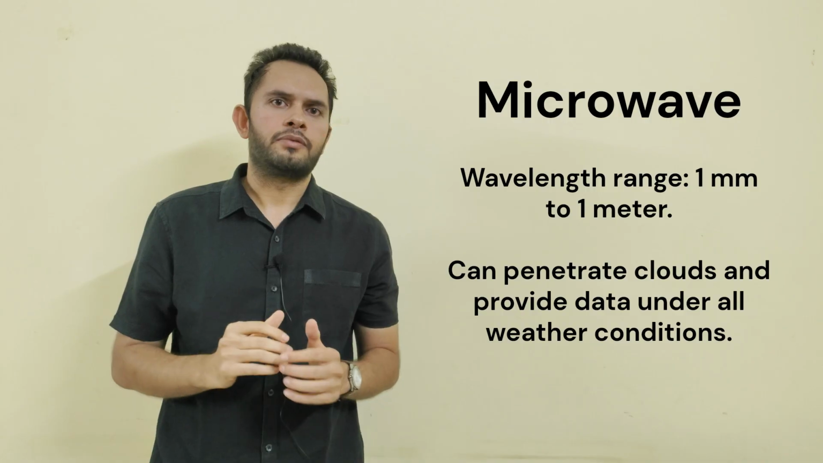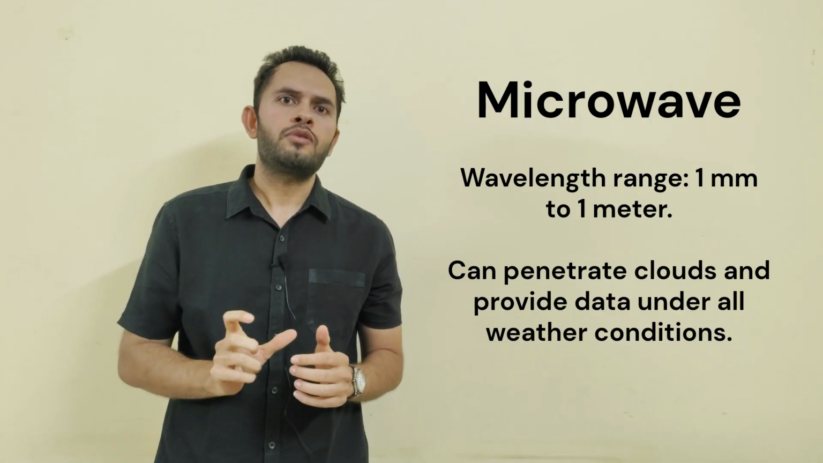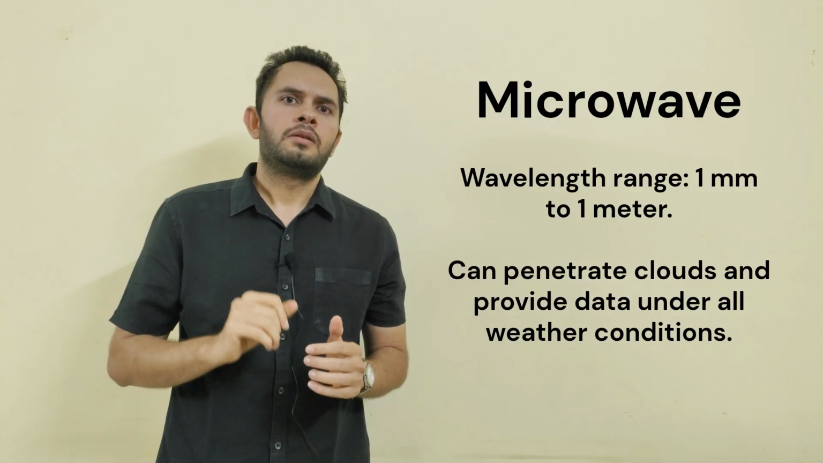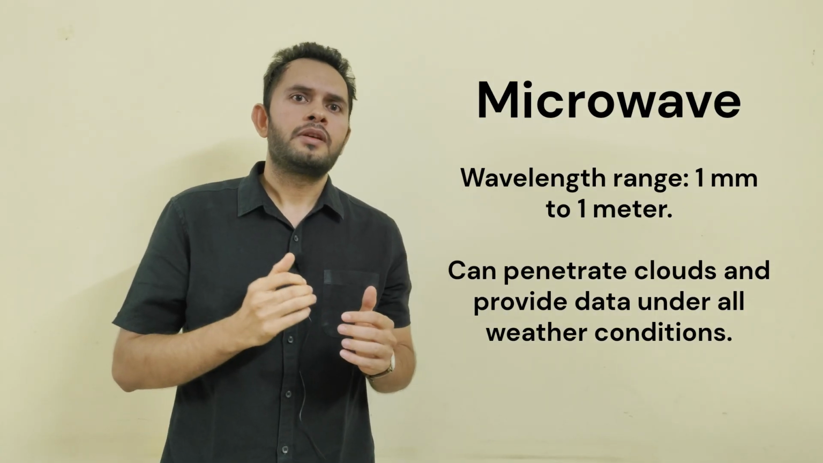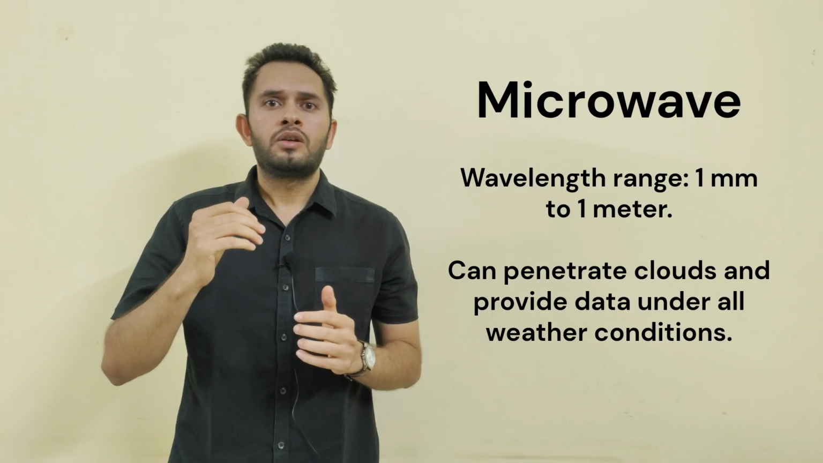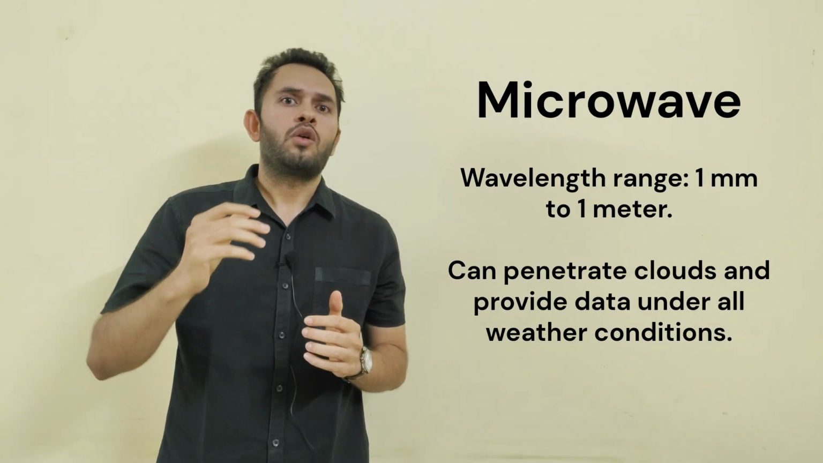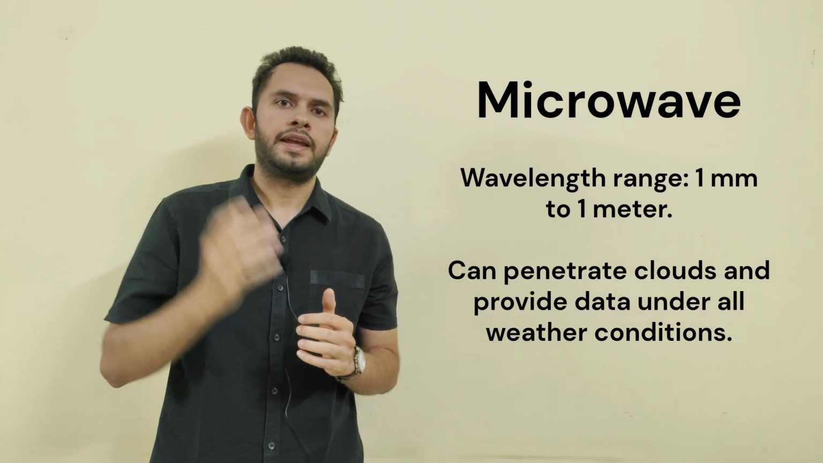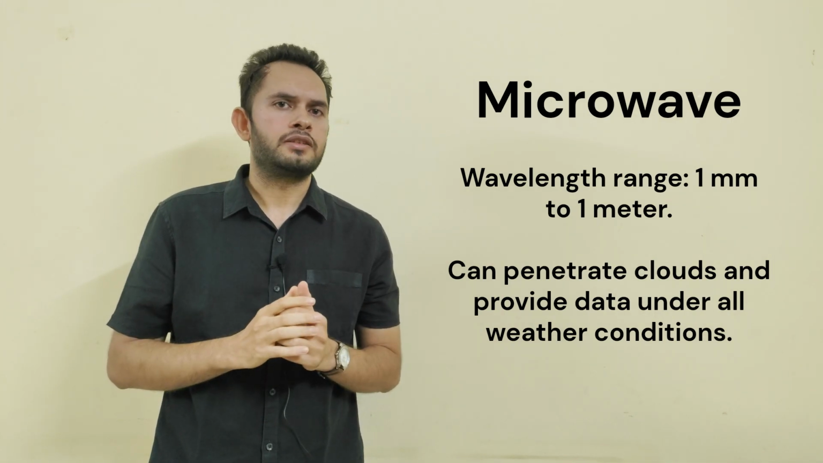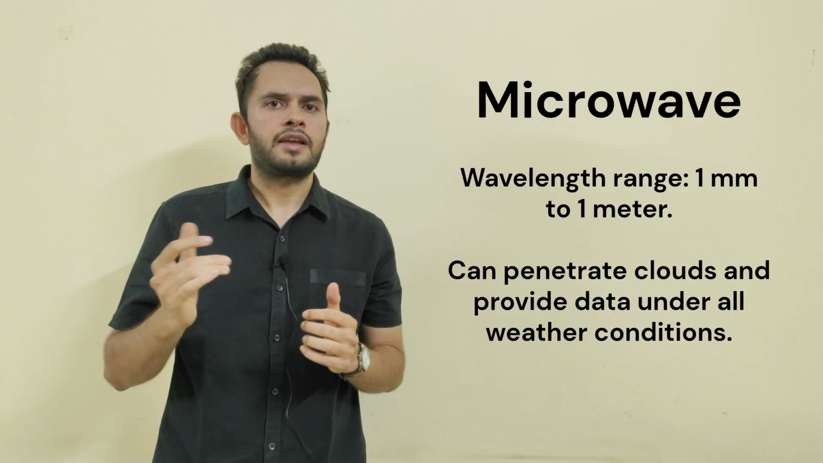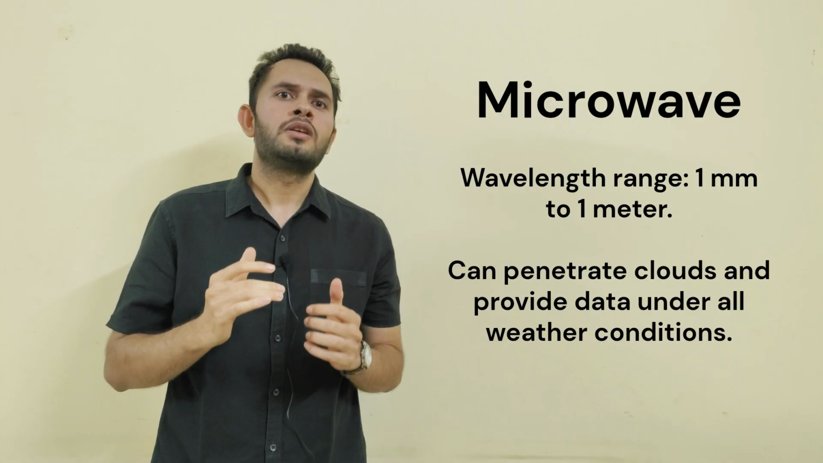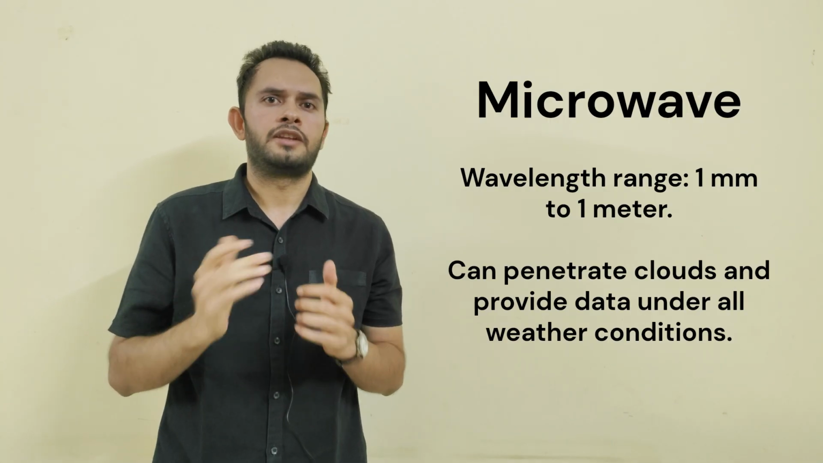The sixth region of the electromagnetic spectrum is microwave. It has wavelength range of 1 millimeter to 1 meter. Microwave has the ability to capture data in all weather conditions, whether there are clouds or it is raining, any kind of weather condition. This microwave region can capture the data. So this is why it is very important for applications in disaster management.